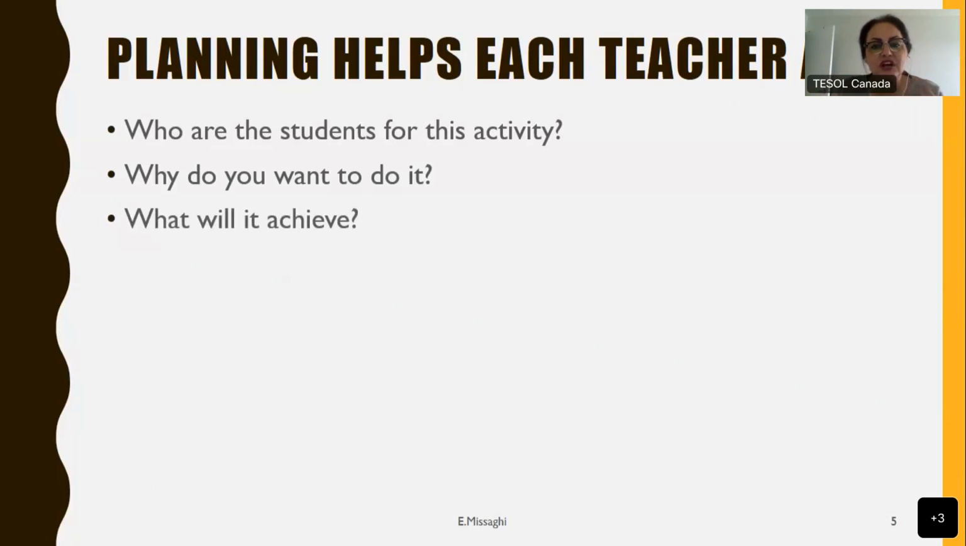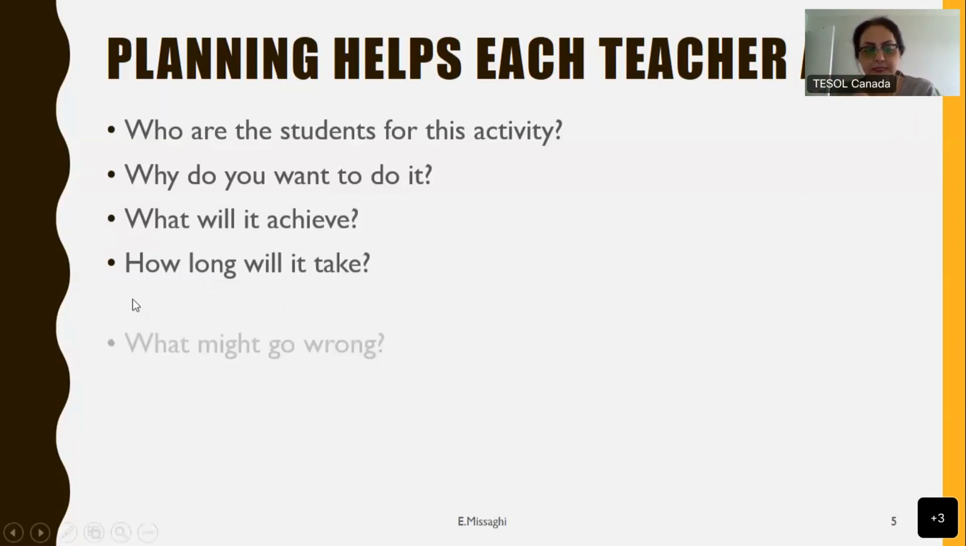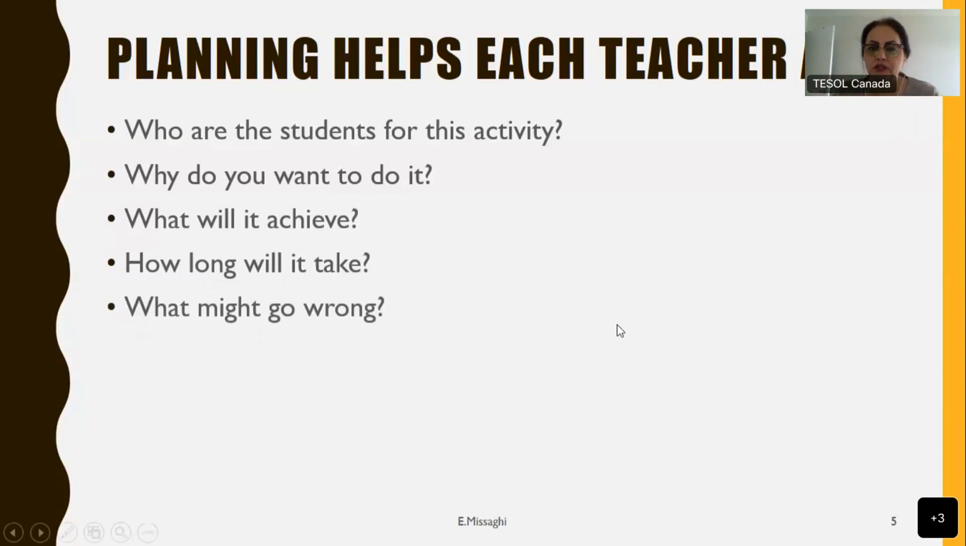What is the result of today's session? How long will it take? How long is the class, and how long is each activity? What might go wrong? Unexpected issues. What will be needed? What do I need to take to the class?